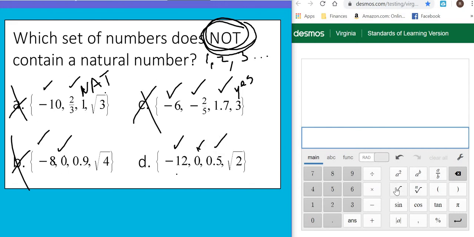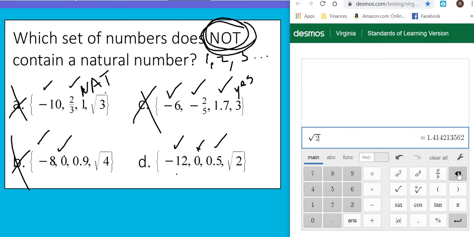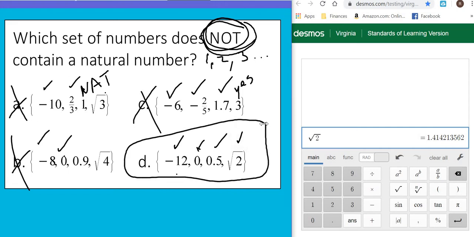And finally, we have the square root of 2. Uh-oh, I think we have the square root of 2. Well, let me fix that. I had 2.1 point. Can you have 1.4, 1, 4, 2, 1, 3, 5, 6, and so on hairs? Absolutely not. So that has got to be our answer.